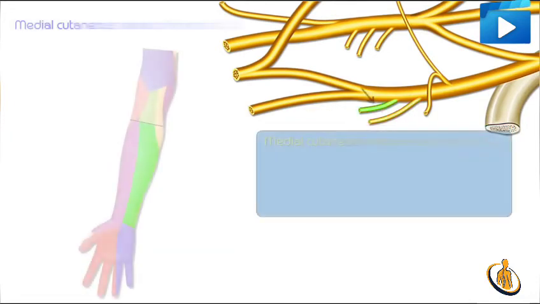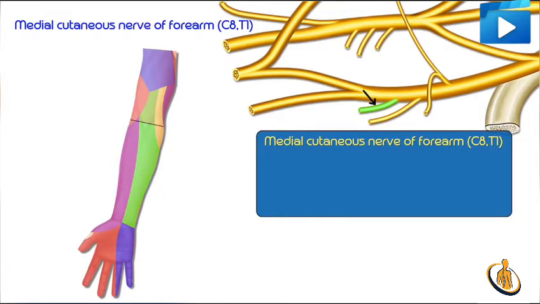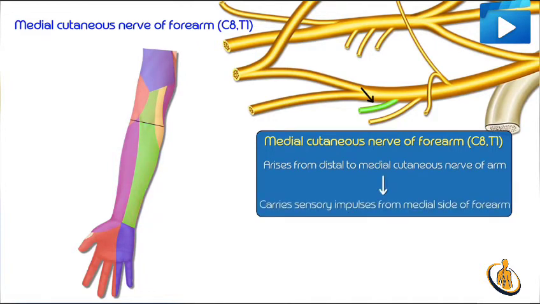Next is the medial cutaneous nerve of the forearm with a root value C8 and T1. So it arises distal to the medial cutaneous nerve of the arm. It carries sensory impulses from the medial side of the forearm.